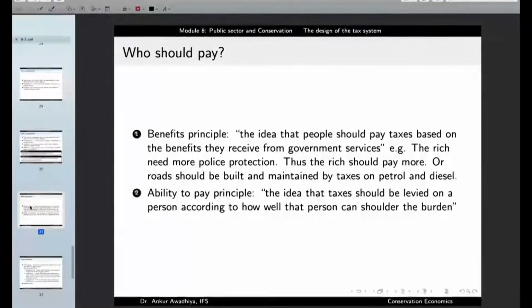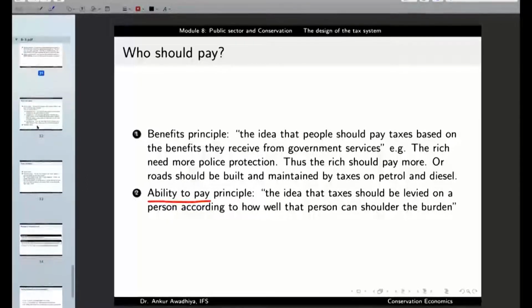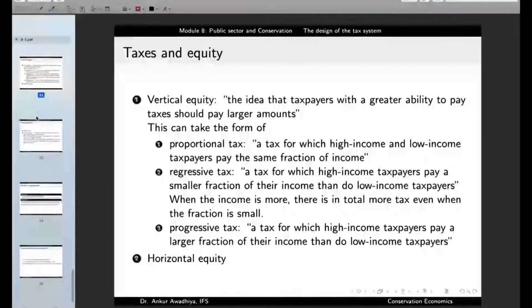Another principle is the ability to pay principle. It is the idea that taxes should be levied on a person according to how well that person can shoulder the burden. That is, does the person have the ability to pay? And the greater is the ability of a person to pay, the more should be the tax. Which means that there should be an equitable taxation system.